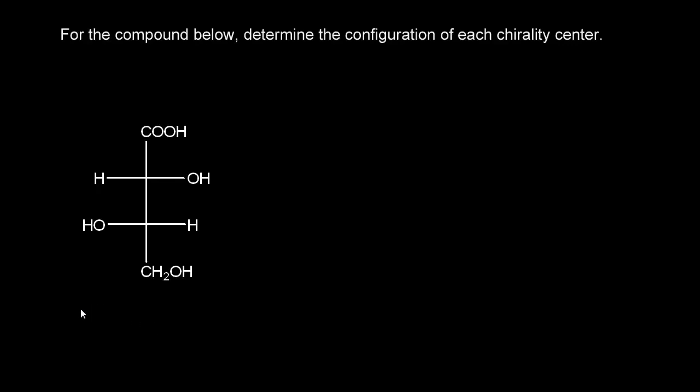In the last video, we looked at a Fischer projection of a compound that had only one chirality center. This molecule has two, and our goal is to determine the configuration of each chirality center. So at the intersection of these lines here, we know that this is a chiral center, and then we have another one down here. So those are the two chirality centers.